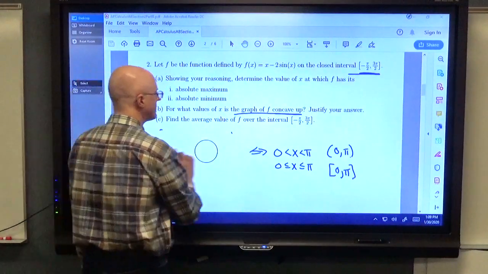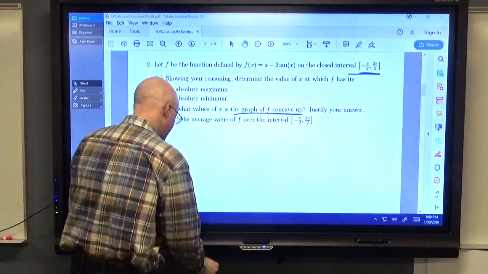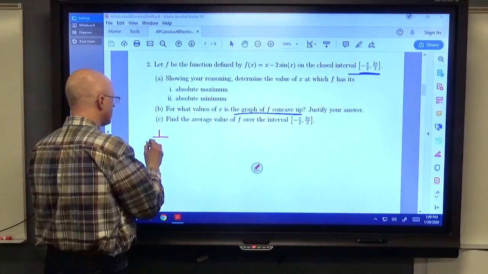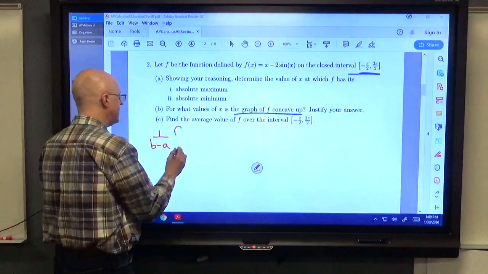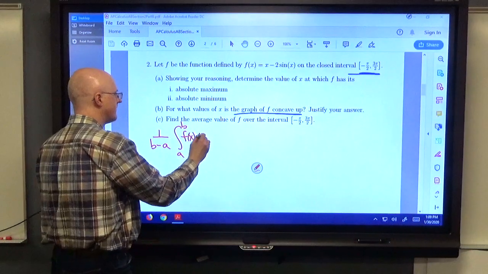Part C, find the average value. To find the average value of a function, you need to do 1 over the length of the interval, b minus a, times the integral of the function.